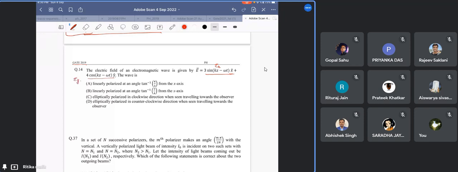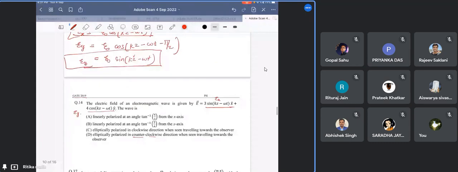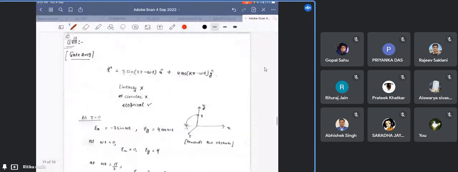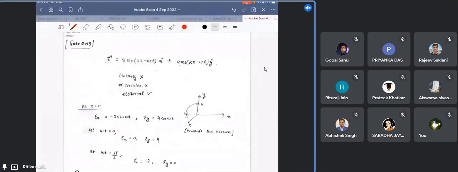Now we have to answer whether the wave is linearly polarized, elliptically polarized, or something else. If it is linearly polarized, what is the angle? And if it is elliptically polarized, whether it is moving in the clockwise or the counterclockwise direction. So we will solve the problem exactly the same way as we did for the circular polarization. We are given an electric field with 3 sin(kz minus omega t) and cos(kz minus omega t).